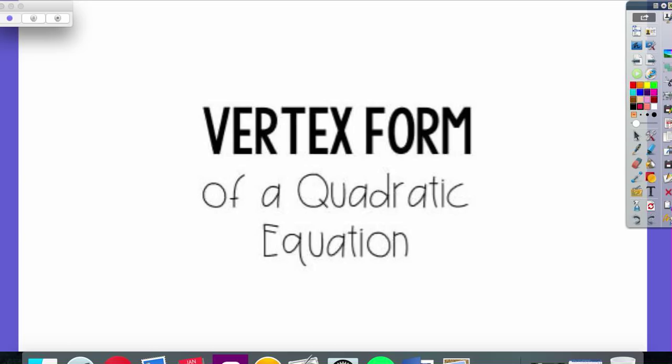This lesson is on vertex form of a quadratic equation. We have already learned what standard form of a quadratic equation looks like. That is y equals ax squared plus bx plus c. This is just an additional way that the quadratic equation can be written. We call it vertex form because we can actually easily see the point of the vertex from the equation itself. So we're going to take a look at that.